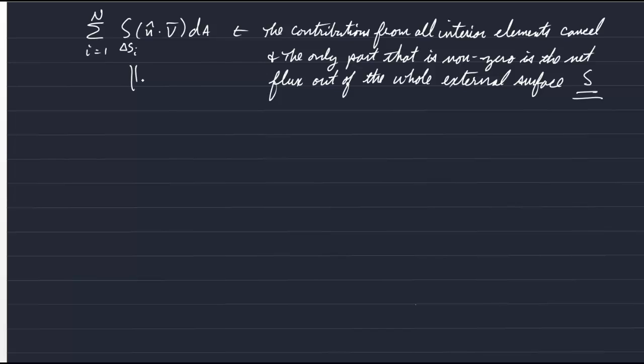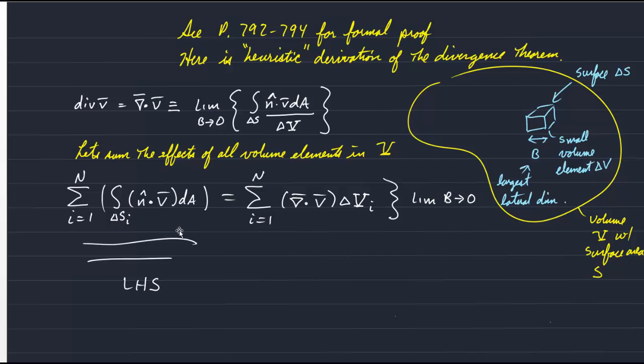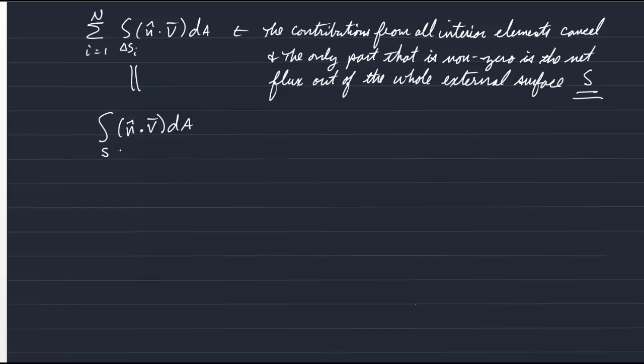So in other words, the left-hand side is equal to the integral of n hat dotted with V dA over the whole surface S. Okay, so we have our left-hand side, which was the sum of the flux out of each of these little volume elements, summed over the whole volume, and we showed heuristically that the end result is the net flux out of the whole surface of the volume.